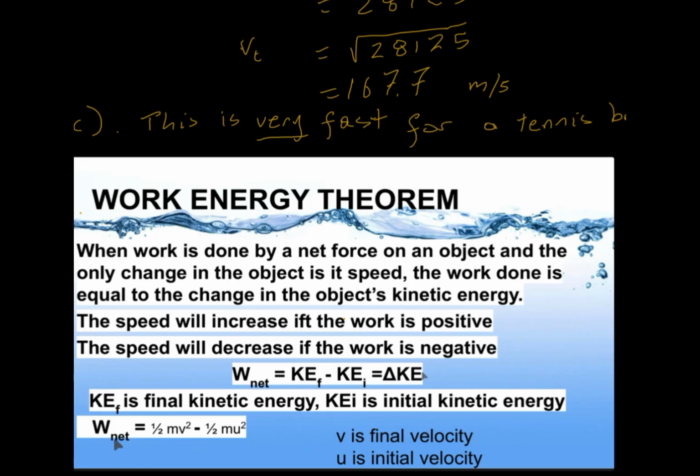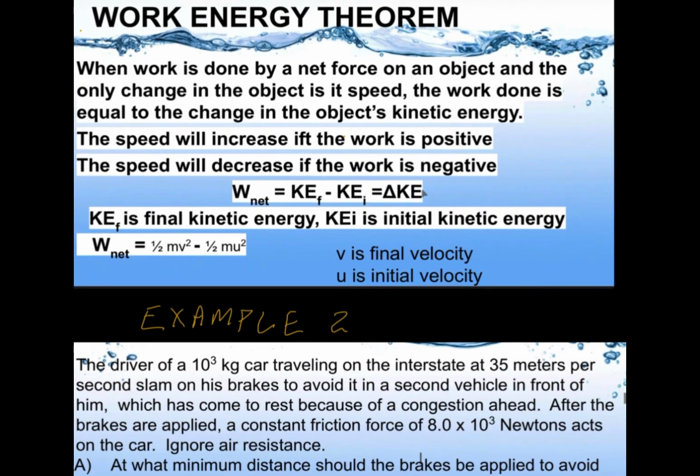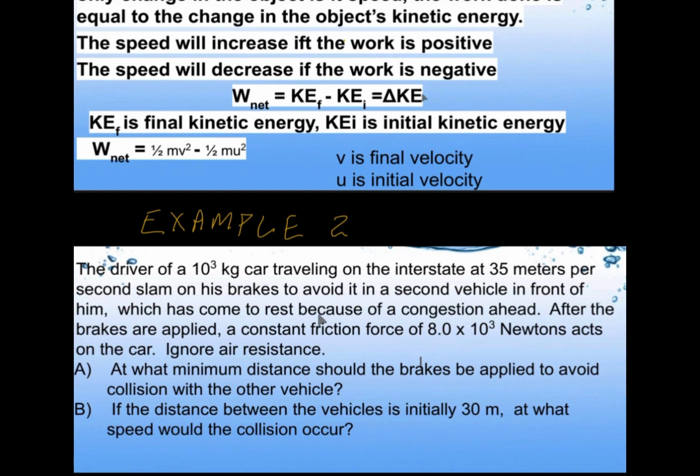We know that W net here is equal to half mv squared minus half mu squared, where v is the final velocity and u is the initial velocity. An example: the driver of a 10 to the third kilogram car traveling on an interstate, that's a highway, at 35 meters per second, slams on his brakes to avoid hitting a second vehicle in front of him, which has come to rest because of a congestion ahead.